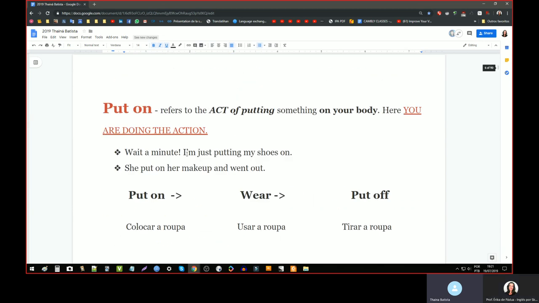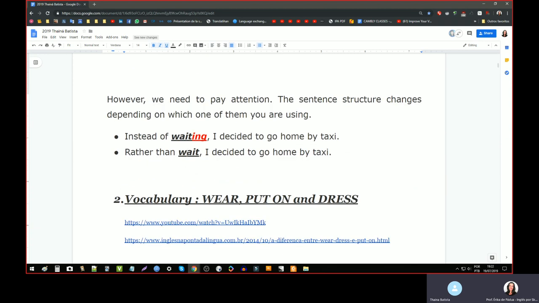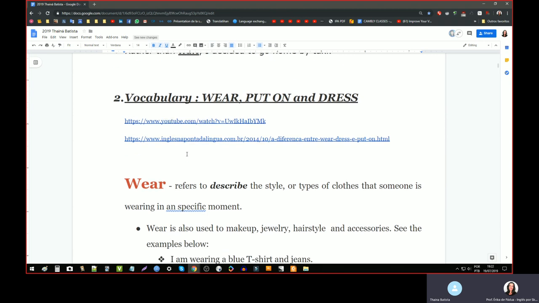Vocabulary. Our pronunciation, okay. All right, yeah. I think I should add, this is a good point, because I always put grammar, pronunciation, and stories, but I should add vocabulary. This is a good point. Well, let's see, difference between wear, or how to use wear, put on, and dress.